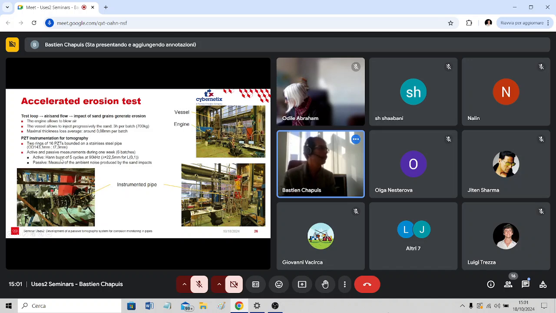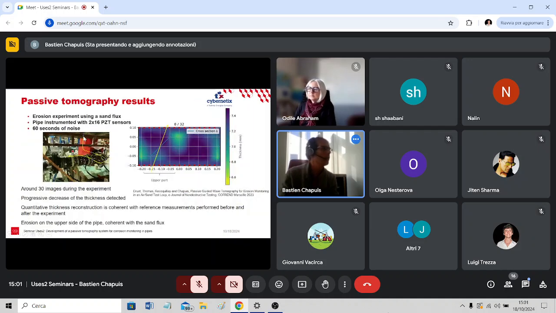We will show you some, no, I have not found some active results, but we had active maps at 90 kHz, and in passive, we measure the ambient noise that is mainly produced by the sand impacts on the pipe wall. So in practice, the sand is supposed to follow this trajectory. So we have a maximum erosion at the top of the pipe here.